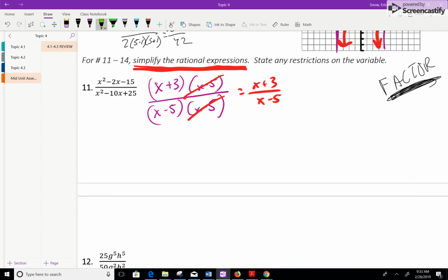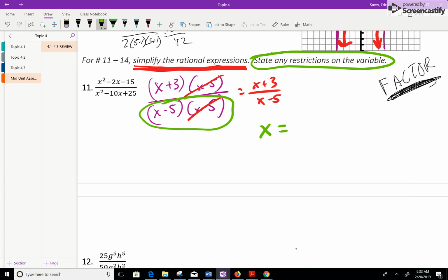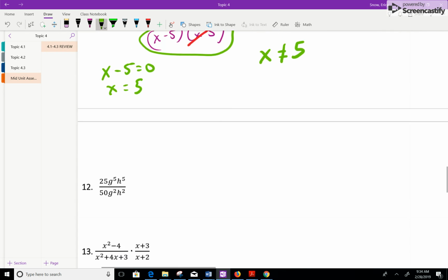Now the other part of this, we'll go all Christmassy here, is it says state any restrictions on the variable. To do that, you have to go back to your original. And it just so happens that our denominator in the original is exactly the same. So our restrictions are that x cannot equal 5. Those restrictions happen when you set the denominator equal to 0. So x minus 5 equals 0. So x equals 5. That's where our asymptote's going to be.